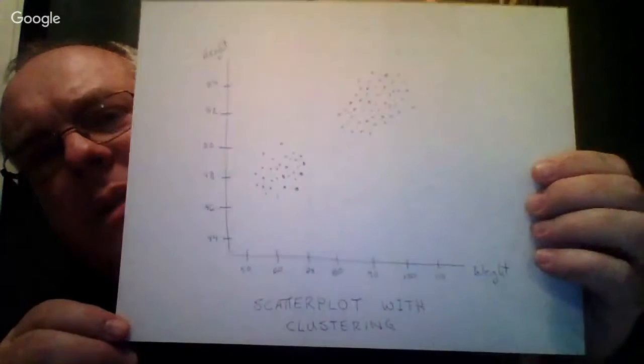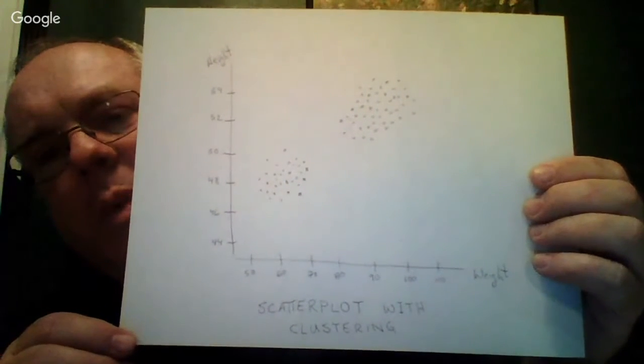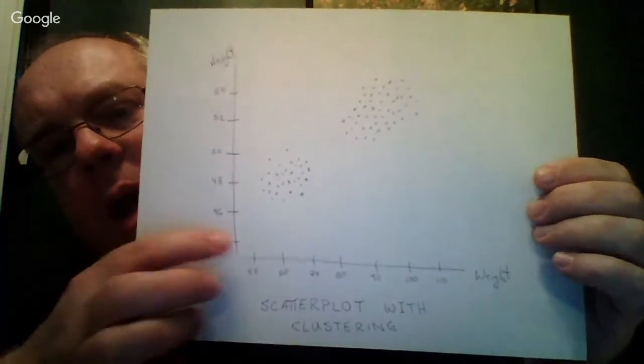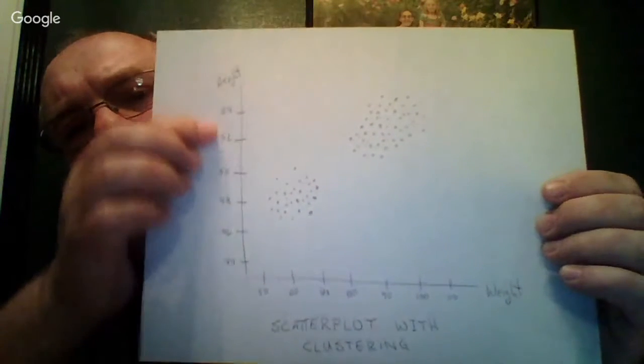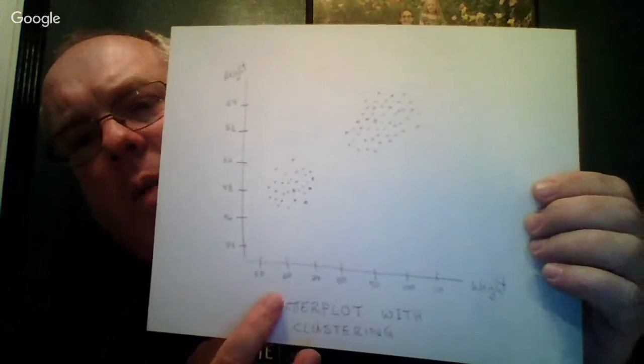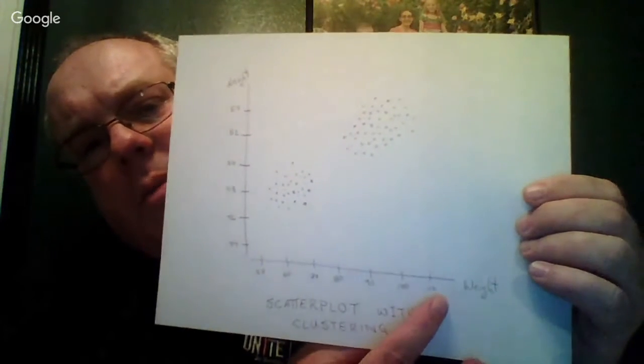Here's another example of clustering. This is with a scatter plot. Now, we haven't really talked about scatter plots here, but let me show you what this is. A scatter plot is when you have two pieces of information from each data point. What I've done here is I've drawn a height and weight scatter plot. On this vertical axis, I've got height, in inches, starting at 44 and going up to 54. And along the bottom, I've got weight, starting at 50 pounds and going up to 110 pounds. Is that what that says?